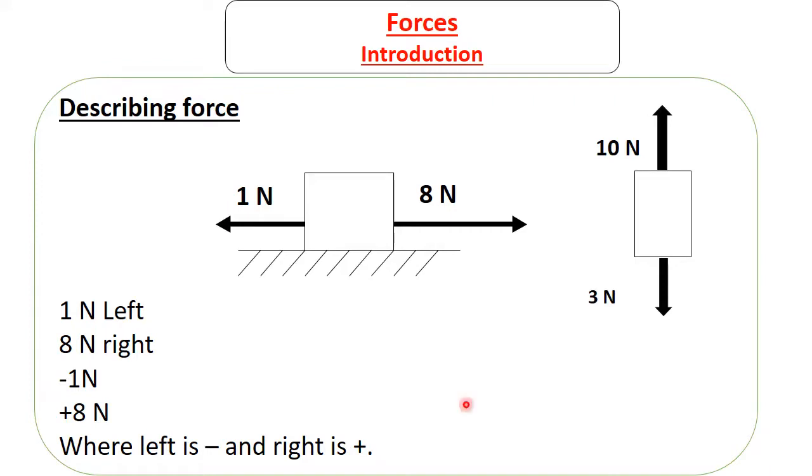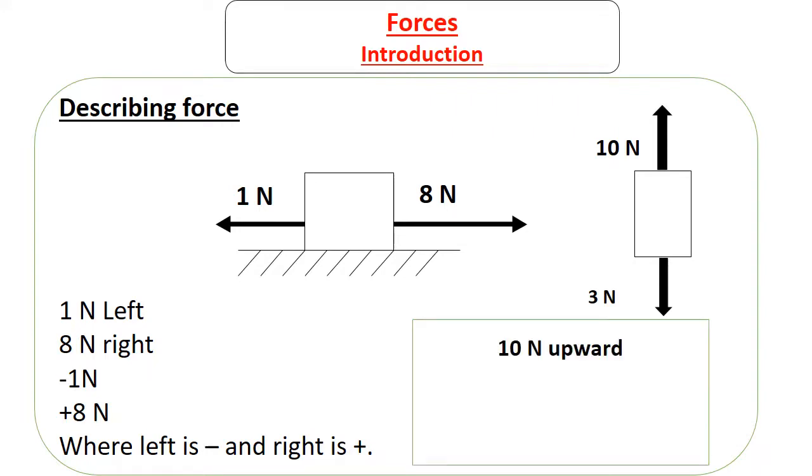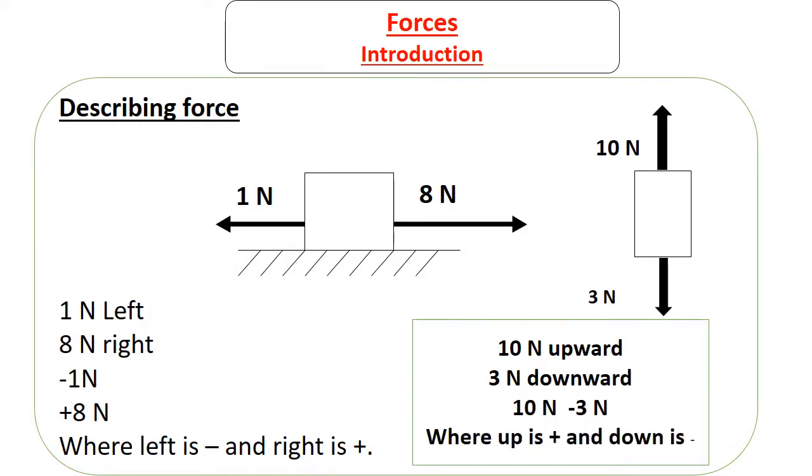So here's another example. We have 10 newtons here and 3 newtons here. This is going upwards, this is going downwards. So how do you describe these forces? Of course you can use 10 newtons upwards and 3 newtons downwards, but like I said, you can just assign symbols. You can say up should be positive and down should be negative, and this 10 newtons is going to become positive 10 newtons and 3 newtons is going to become negative 3 newtons, and you have to state at the end where up is positive and down is minus.